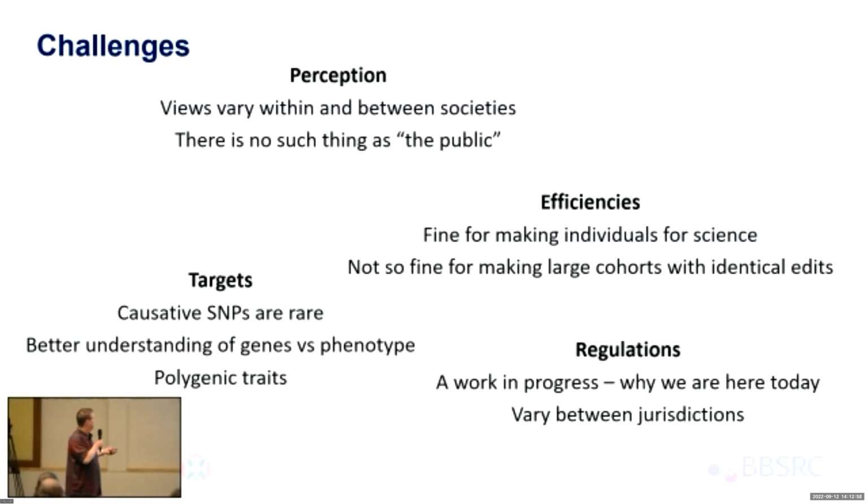We're actually short of targets, right? We have lots of things that we would like to be able to do, but we don't know what to edit to achieve that. Causative SNPs that have been identified are rare. And actually, it's likely that most of the production targets that have been mentioned earlier today are going to be polygenic. And again, the efficiency of the tools at the moment are not ideal for polygenic traits.